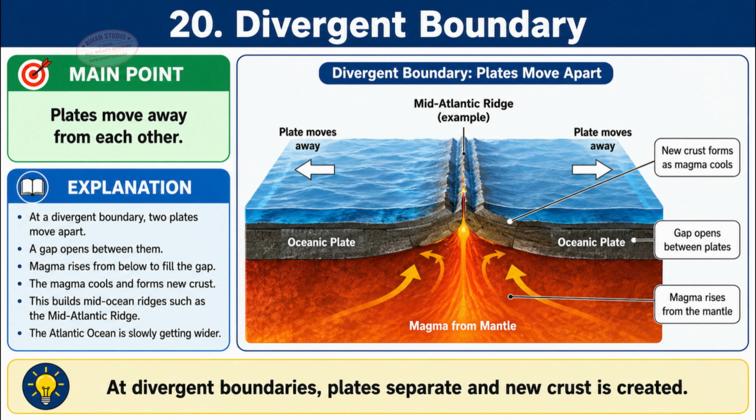Divergent boundary. Plates move away from each other. Magma rises from below and forms new crust, creating mid-ocean ridges. For example, the Mid-Atlantic Ridge.